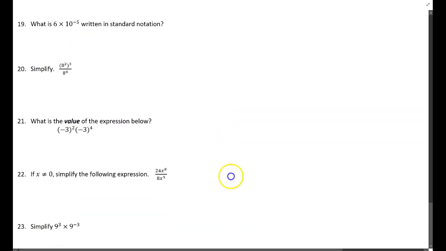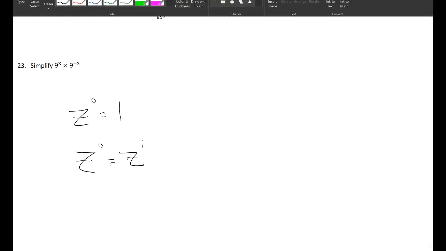Now, one other thing that I want to address that is not on here that I've seen a bunch of people have asked me about. Mr., z to the 0 power is equal to 1, right? And I say yes, and then they say, okay, then z to the 0 power is equal to z to the first power. This is wrong.